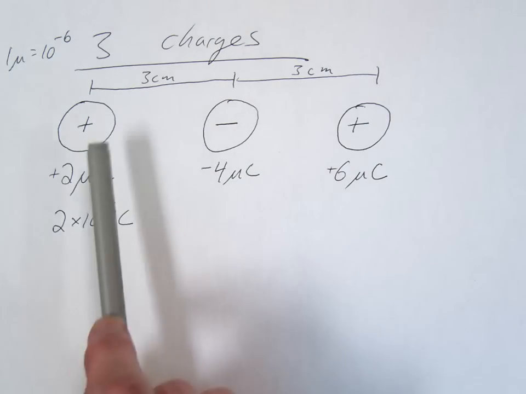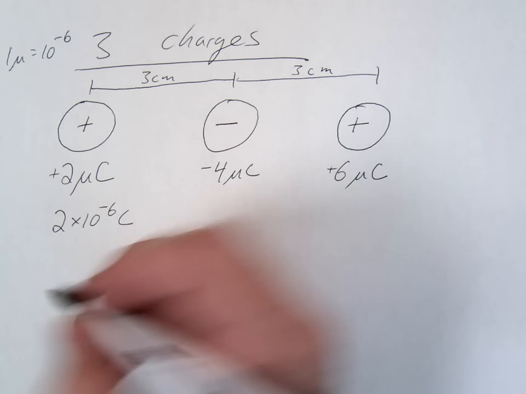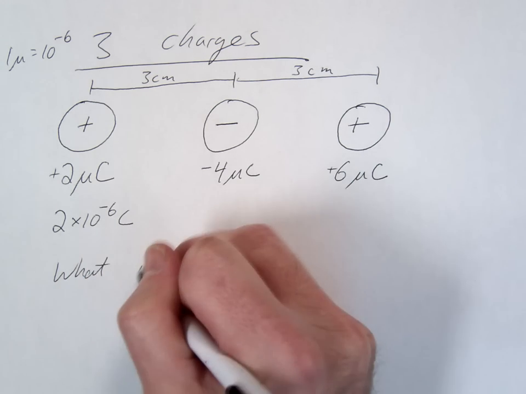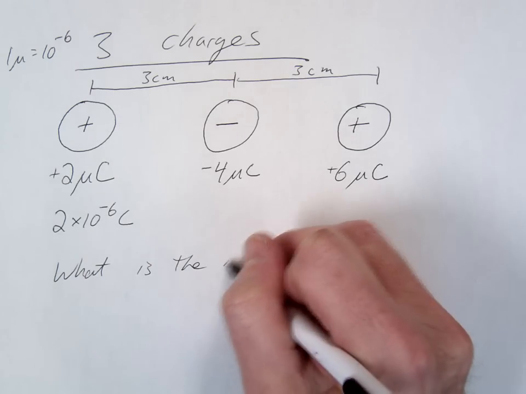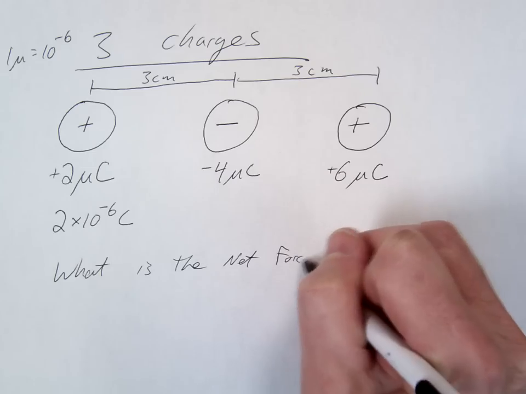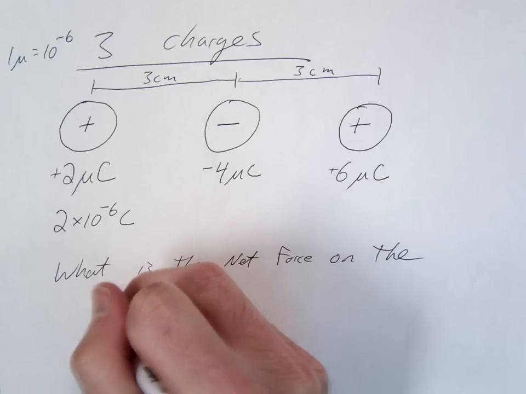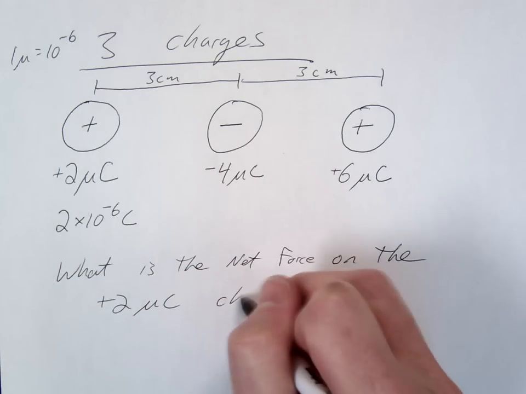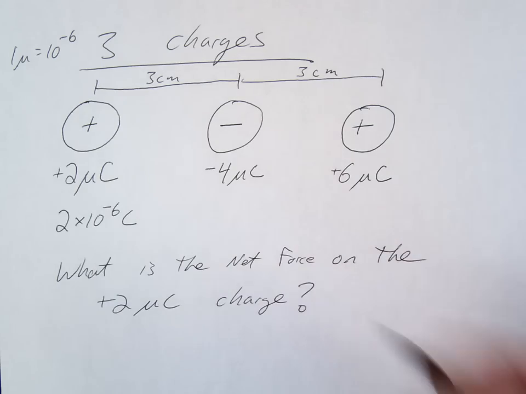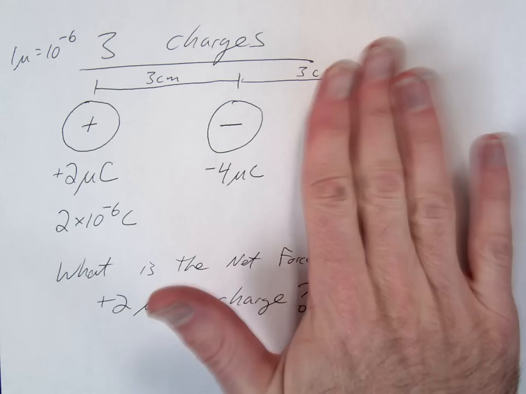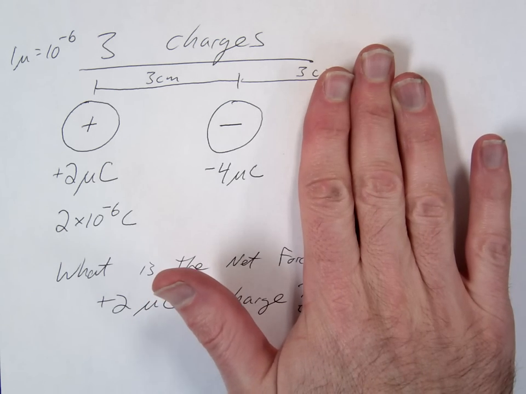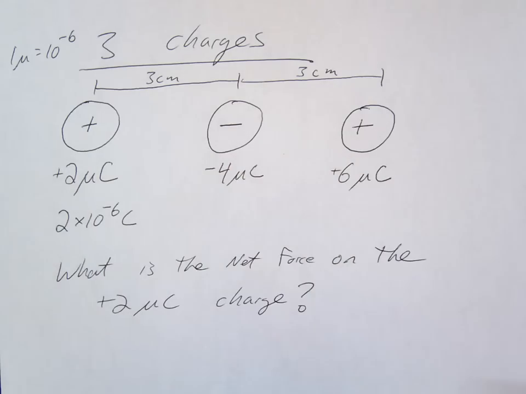So for example, let me ask the question. What is the net force on the 2 microcoulomb charge? So we're looking for the force on the 2 microcoulomb charge. All right, so we're just going to take things 2 at a time. We're going to just ignore the 6 for now and just look at the 2 and the -4.